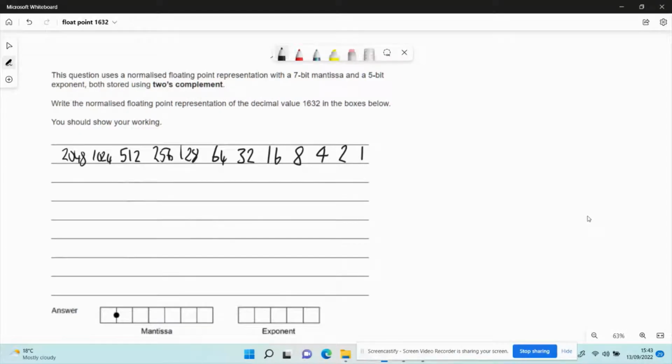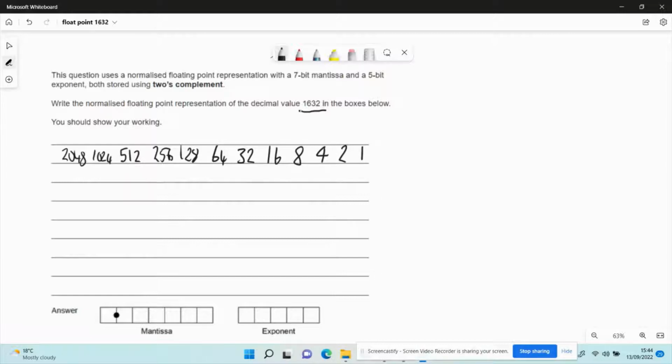So this is a 2's complement normalization. This is the sort of thing that might come from a paper 2. In this case, we've got a decimal value of 1632, which is a fairly big number for these, I suppose. First step is to work out what 1632 is as a standard binary number.